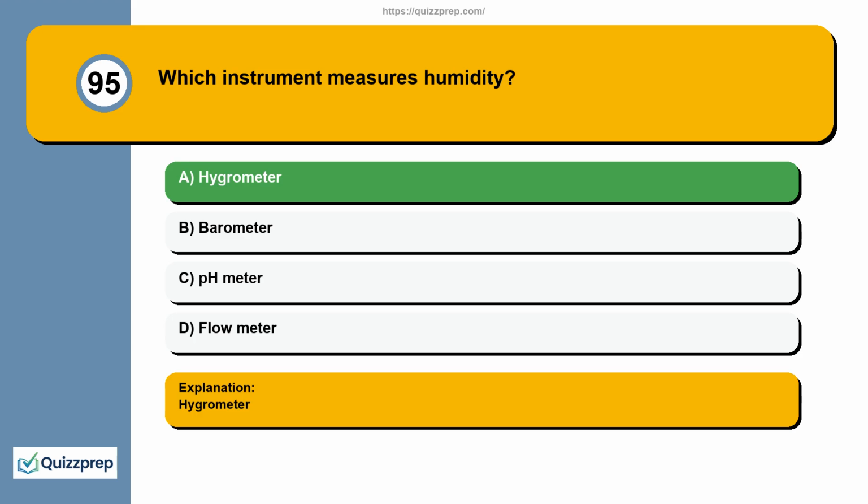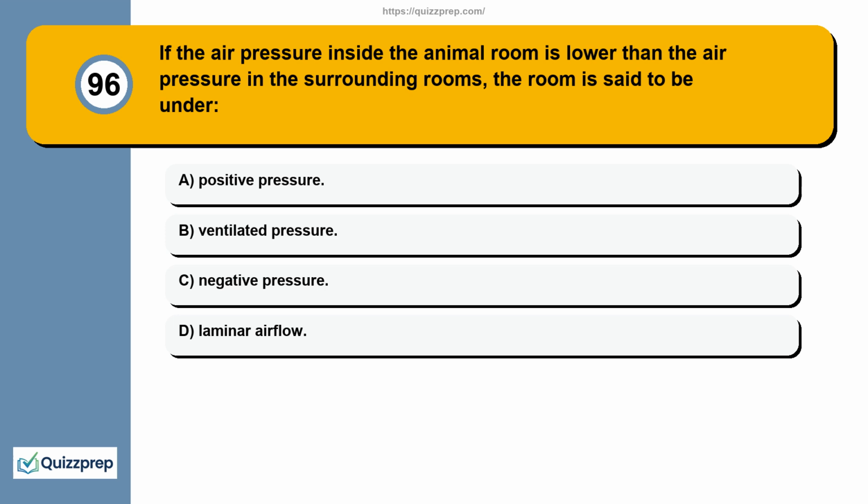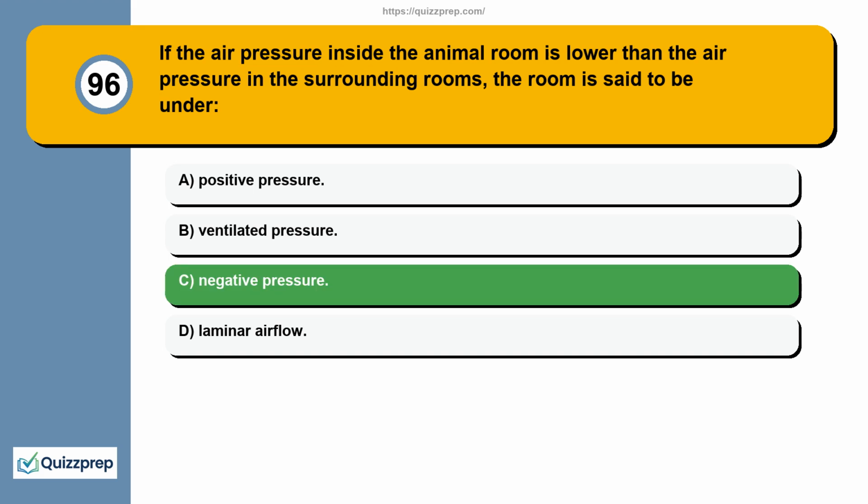Question 96. If the air pressure inside the animal room is lower than the air pressure in the surrounding rooms, the room is said to be under. Option A, positive pressure. Option B, ventilated pressure. Option C, negative pressure. Option D, laminar airflow. The correct answer is option C, negative pressure.